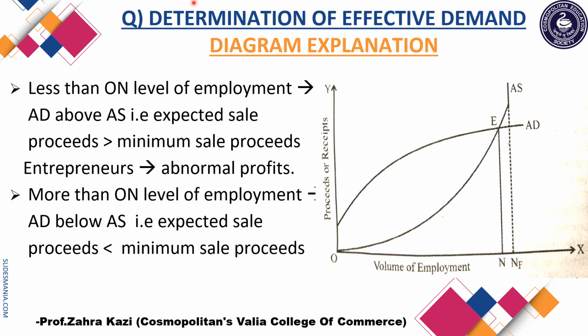Further, at more than ON level of employment, that is this part here, you can clearly see that the AS curve lies above the AD curve, that is, the aggregate supply curve is lying above the aggregate demand curve. So this shows that the expected sale proceeds is less than the minimum sale proceeds. So in this case, the cost of production cannot be recovered, and therefore entrepreneurs have to reduce their employment. That is the reason we say that point E is the point of equilibrium and ON is the equilibrium level of employment.